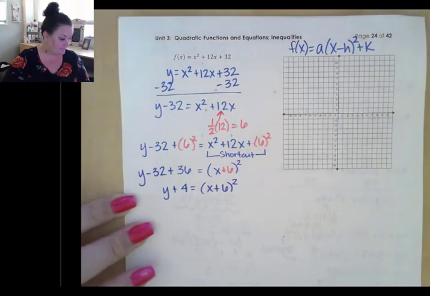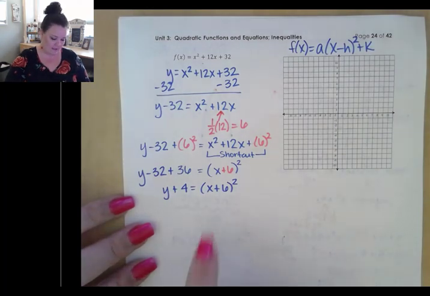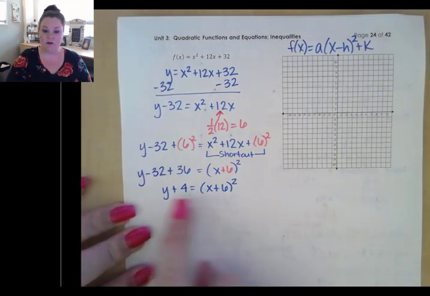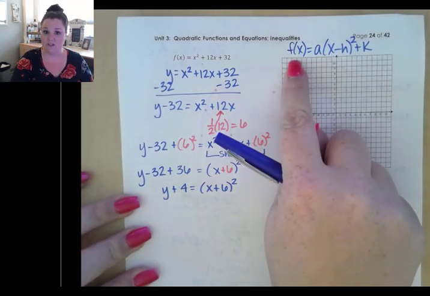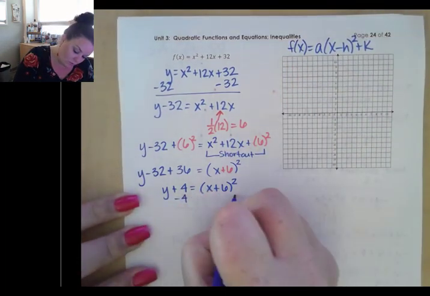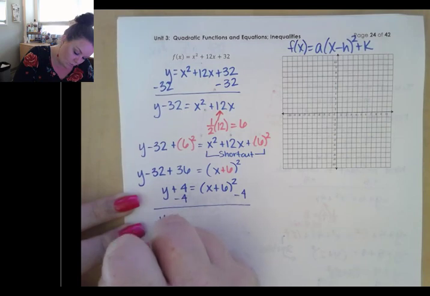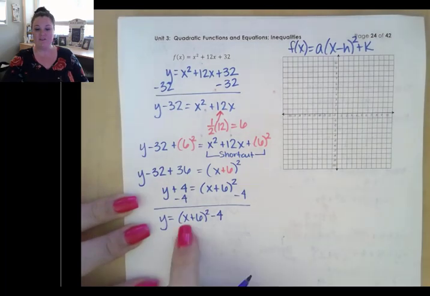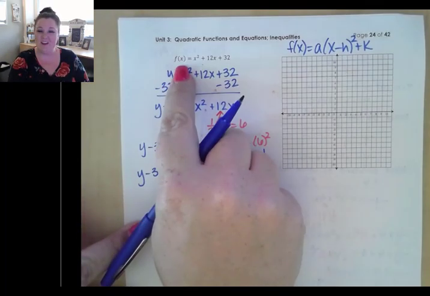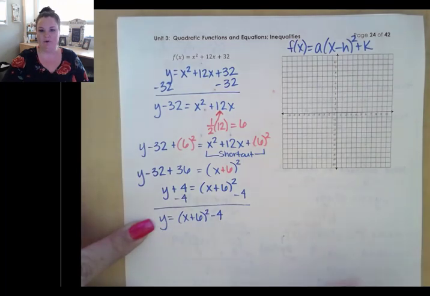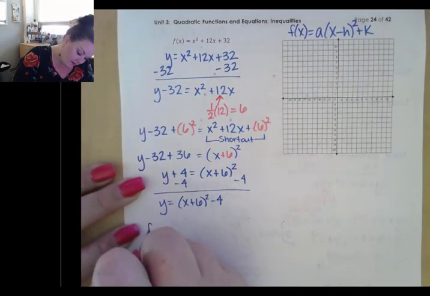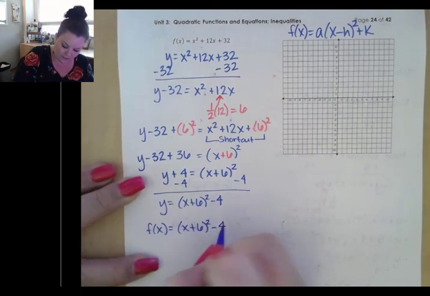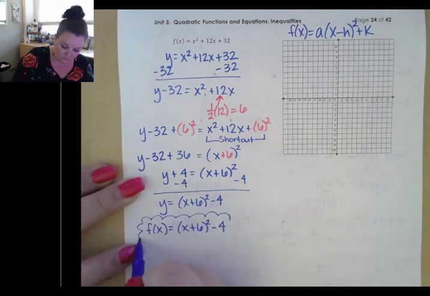So y plus 4 is equal to the quantity x plus 6 squared. And then I want to go ahead and move my 4 to the other side by subtracting, because I want it resolved for y so that I end up with function notation. So if I subtract 4 over here, I end up with y is equal to the quantity x plus 6 squared minus 4. So now I have it resolved for y, but since they gave me the original in function notation, I want to go ahead and put it back in function notation. So we have f of x is equal to the quantity x plus 6 squared minus 4. This is our vertex form.